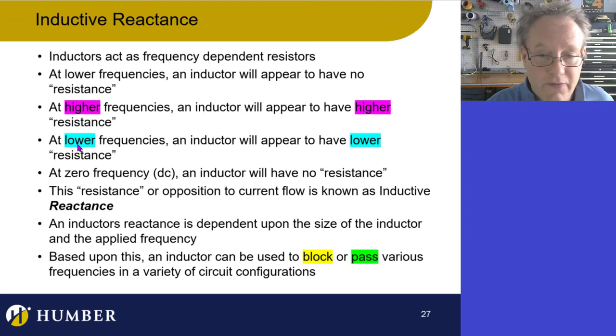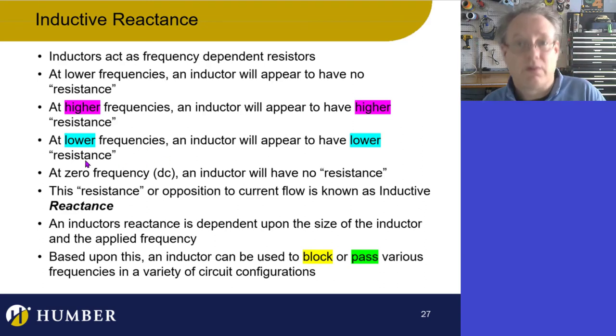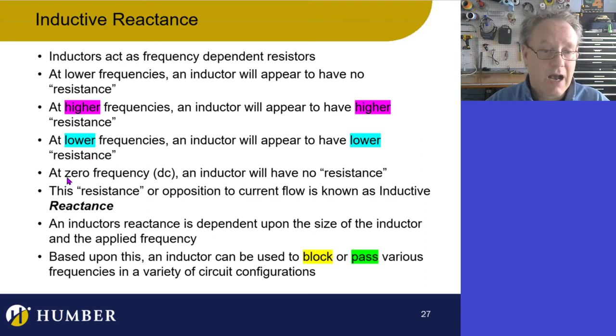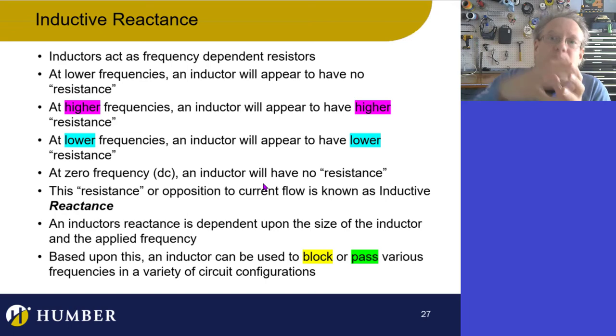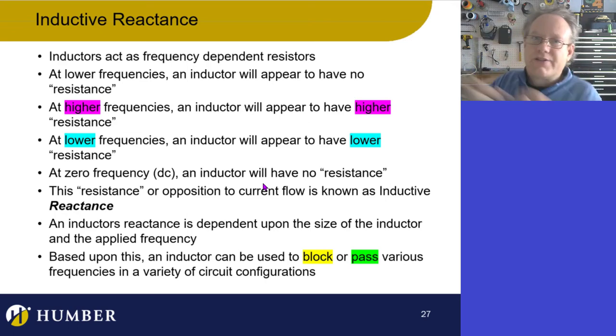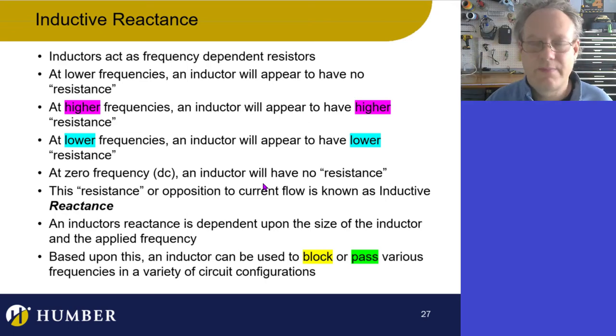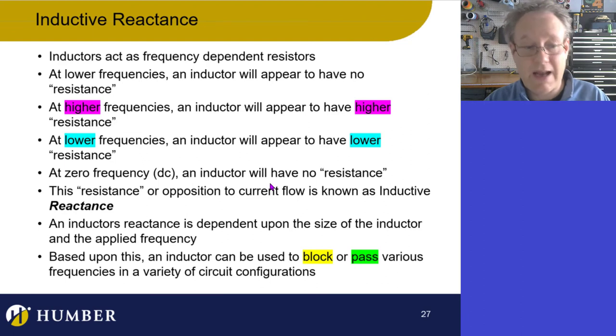The lower the frequency, the lower the resistance, or what we call the reactance. There we go. At zero frequency, or DC, there's actually no resistance. Once it propagates, after five time constants, there's no more resistance left. But there is just at the beginning a little bit. And the resistance in this case is called reactance.